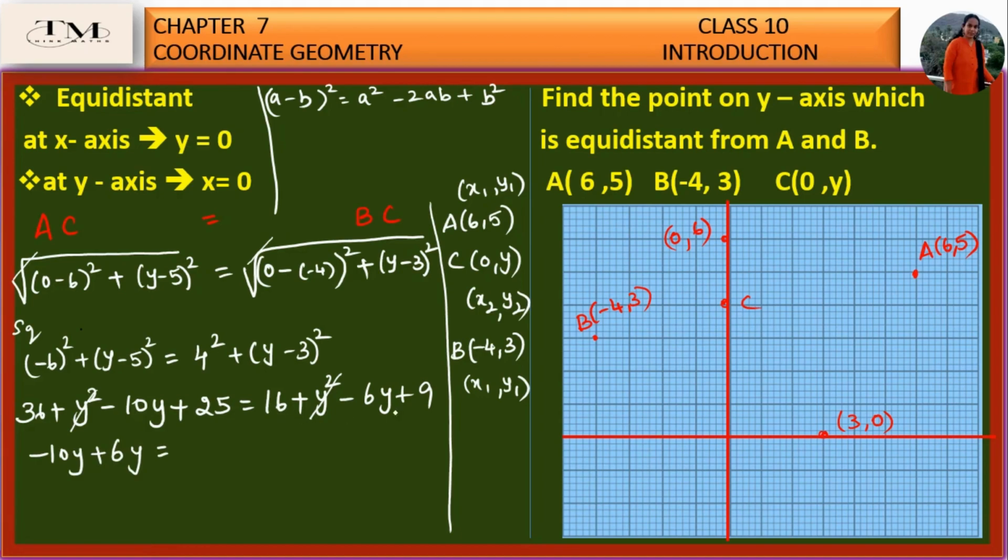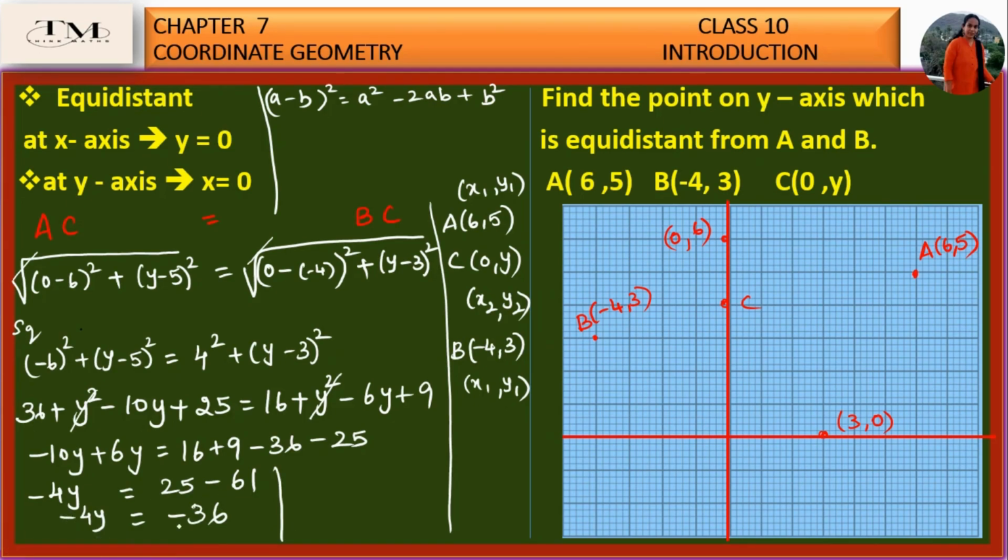So what are the constants? Here we have 16 plus 9. On the other side, we have plus 36. So minus 36 plus 25 minus 25. So minus 10 plus 6 is minus 4y, which is equal to 16 plus 9 is 25. So both are in negative sign. So put your negative sign and add. 36 plus 25 is 61. So what is 25 minus 61? So the answer will be in negative. So it is minus 36. So minus 4y equal to minus 36.